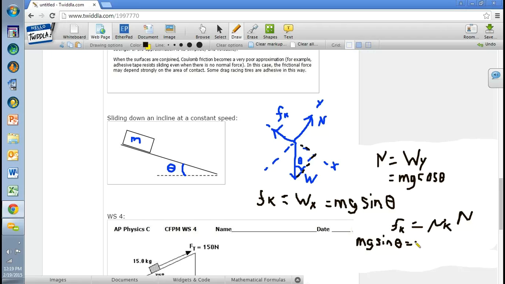And we have mu k on the other side times the normal. And the normal is going to be mg times the cosine of the angle. Okay, I want to solve this for mu k. So that means I'm going to have to divide by mg cosine of the angle. What happens to the m and the g?